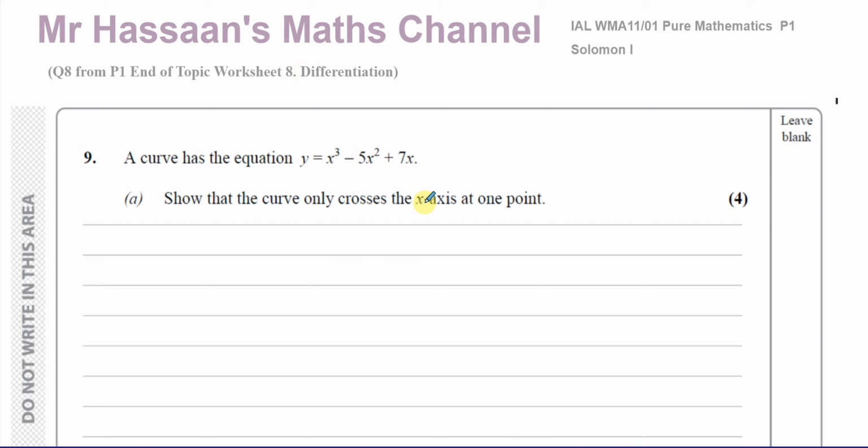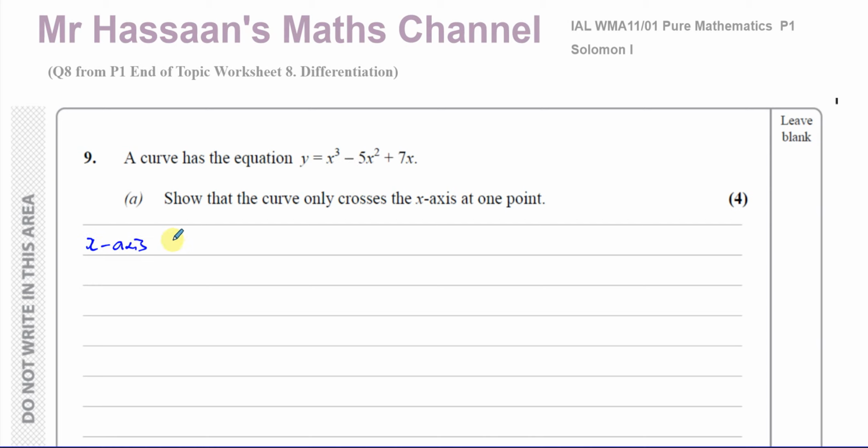And here we're told about a curve which has equation y equals x cubed minus 5x squared plus 7x. And we want to show that the curve only crosses the x-axis at one point. So we've got to show that this crosses the x-axis at one point and one point alone.